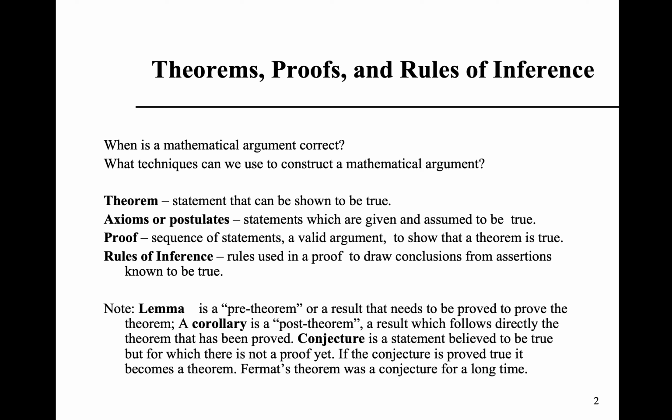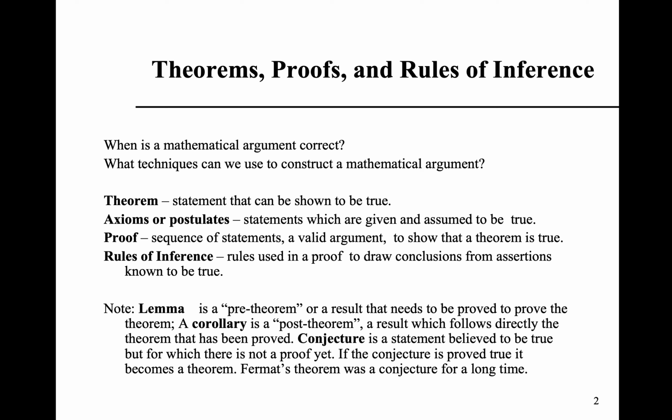When we talk about proofs, you have multiple different ideas. So there are words you need to understand. So theorems, proofs, and rules of inference being some of them. So a theorem is essentially a statement that can be shown to be true. Axioms or postulates are statements that you've been given and they're assumed to be true.